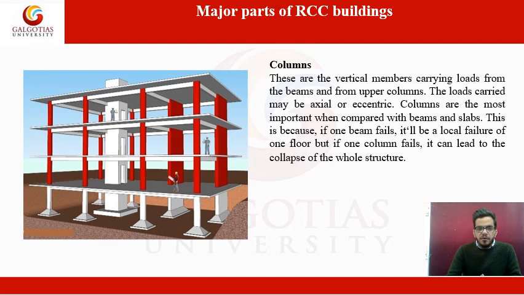Columns are the most important when compared with the beams and slab. This is because if one beam fails, it will be a local failure of one floor. But if a column fails, it can lead to the collapse of the whole structure. So columns are the most important part of the RCC frame structure.